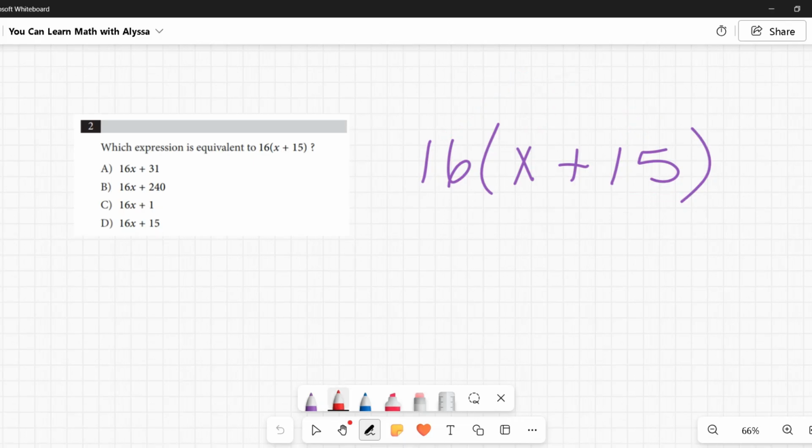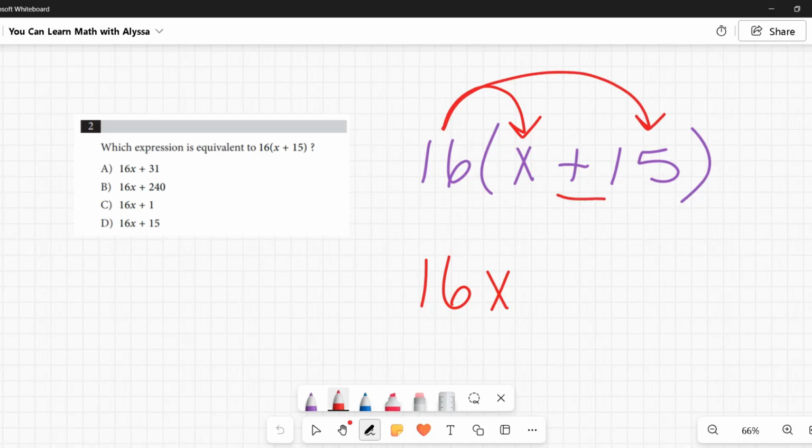So let's do this one by one. 16 times the first term, 16 times x is 16x. And 16 times the second term, which is positive 15, that plus or minus goes with it. So 16 times positive 15 is positive 240. 16x plus 240 is my answer, and that is B.